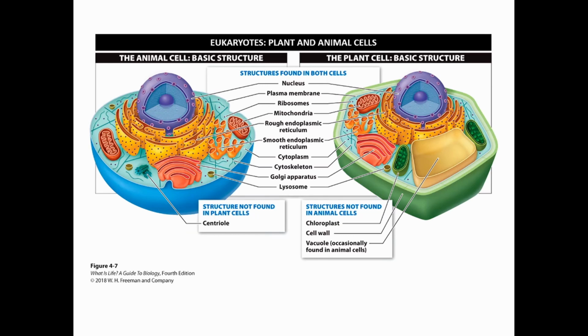Something that's unique to animal cells is a centriole. So animal cells will have a centriole and plant cells will not. Plant cells have some unique characteristics and structures themselves as well, namely the chloroplasts, the cell wall, and sometimes the vacuole, although this can be found in animal cells sometimes. So those are structures that we do not find in animals that we definitely do find in plants.